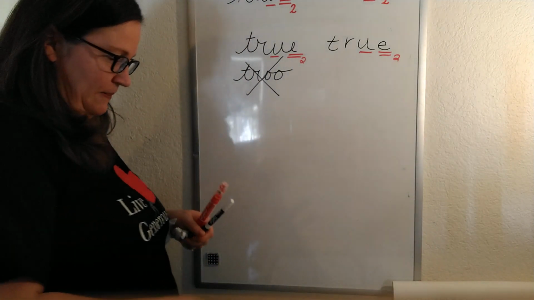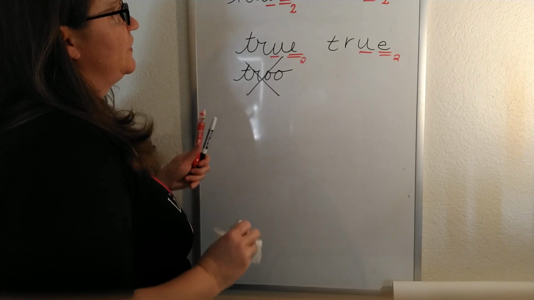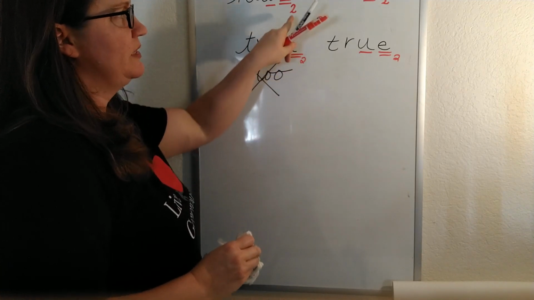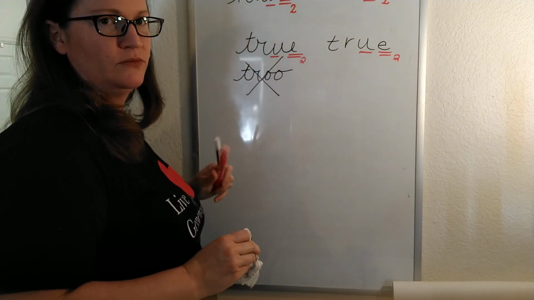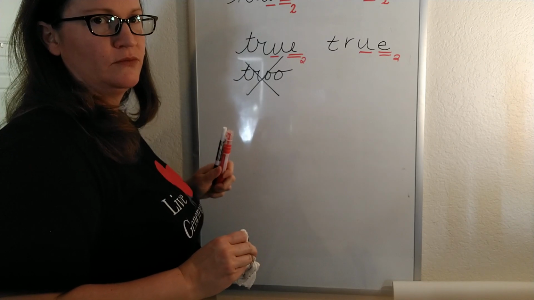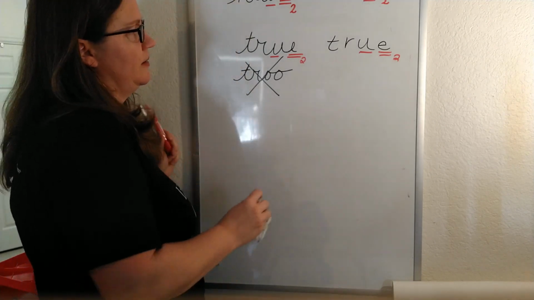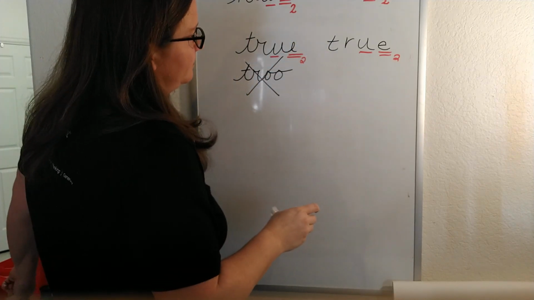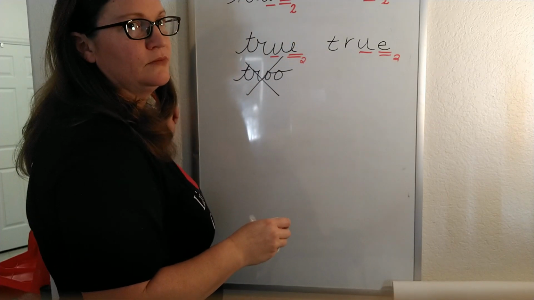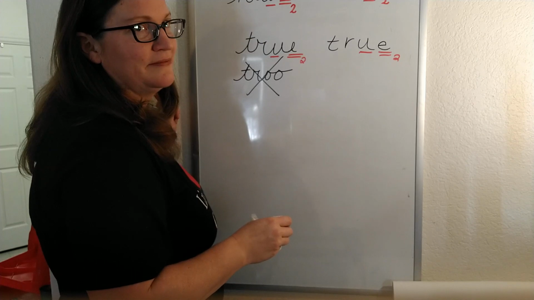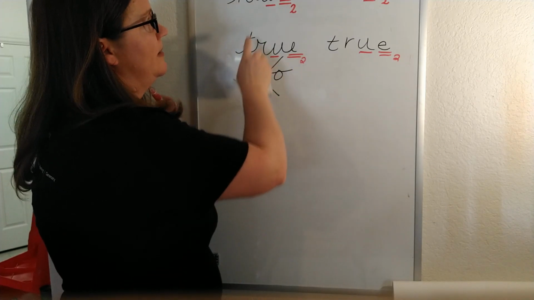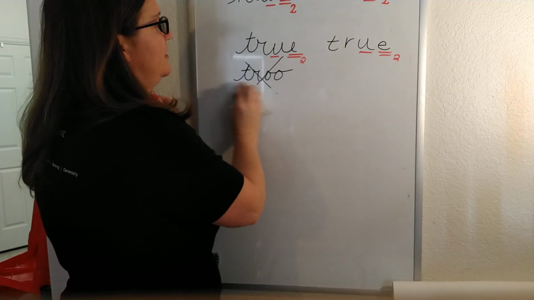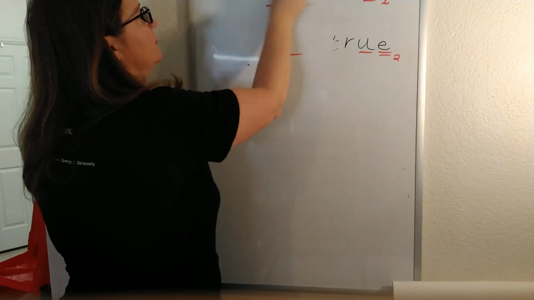All right, so there's our second one. Why do we put this little 2 here? Because it shows that it's the second rule, the second reason we need an E. And why do we underline this U? Because it doesn't end in U. The reason we need the E. Very good.